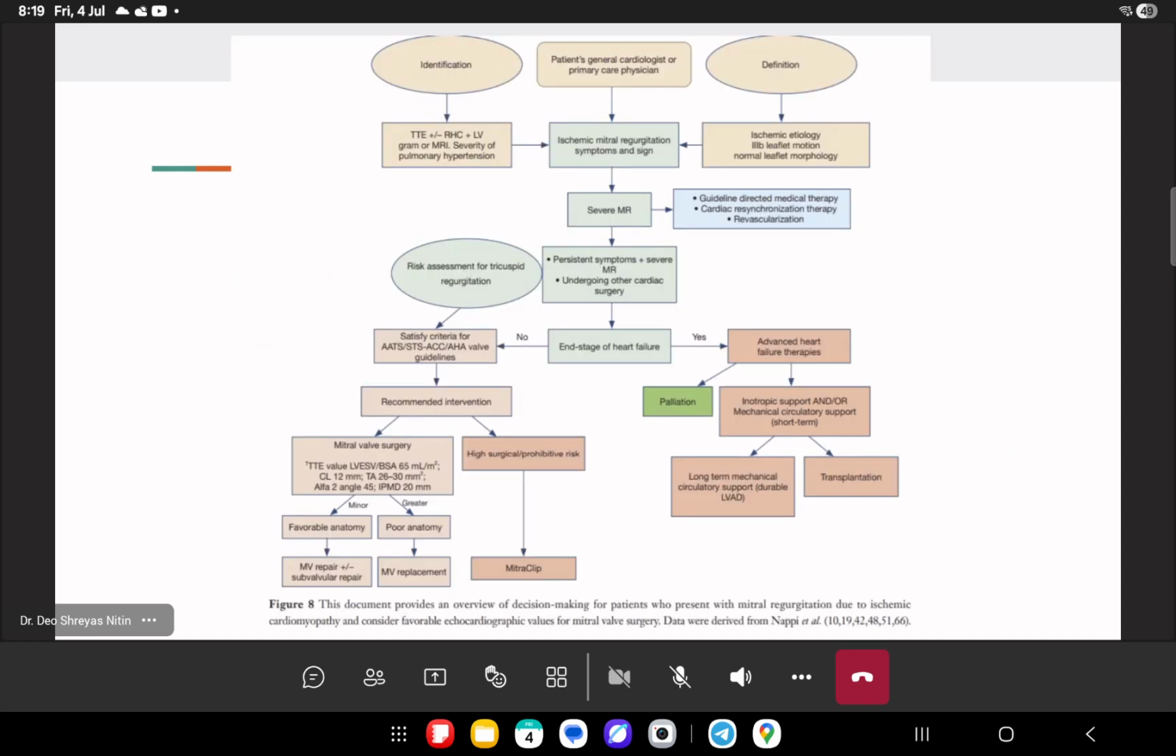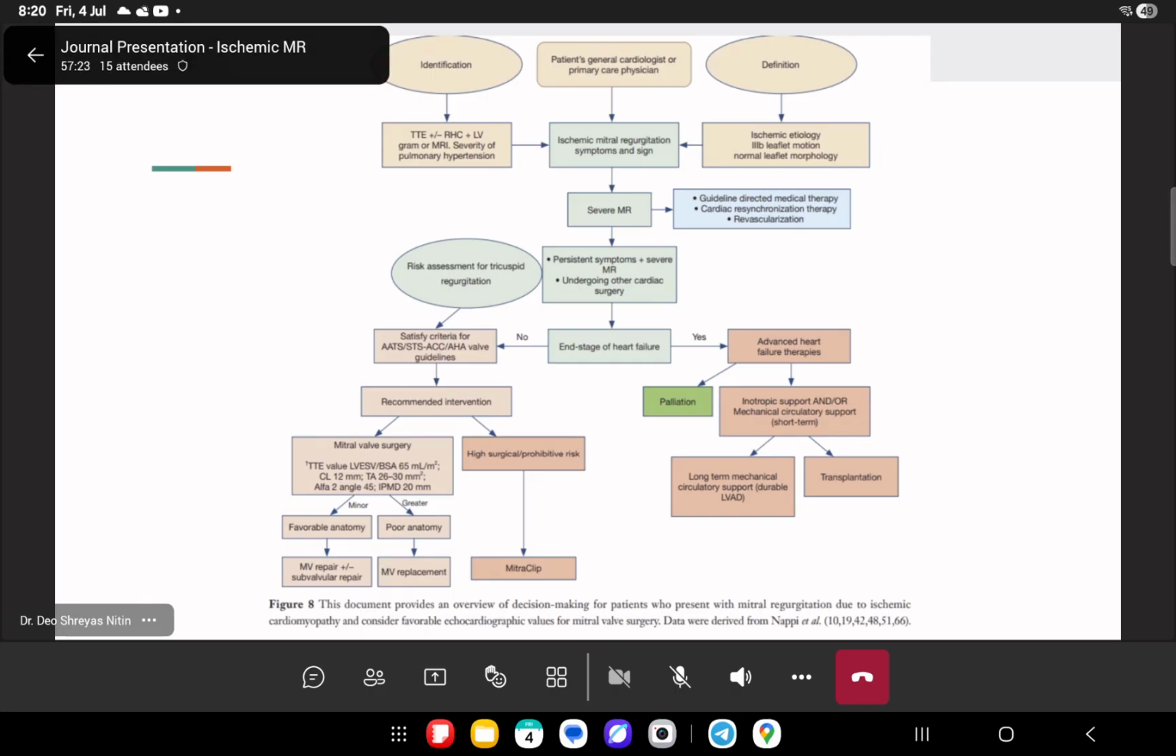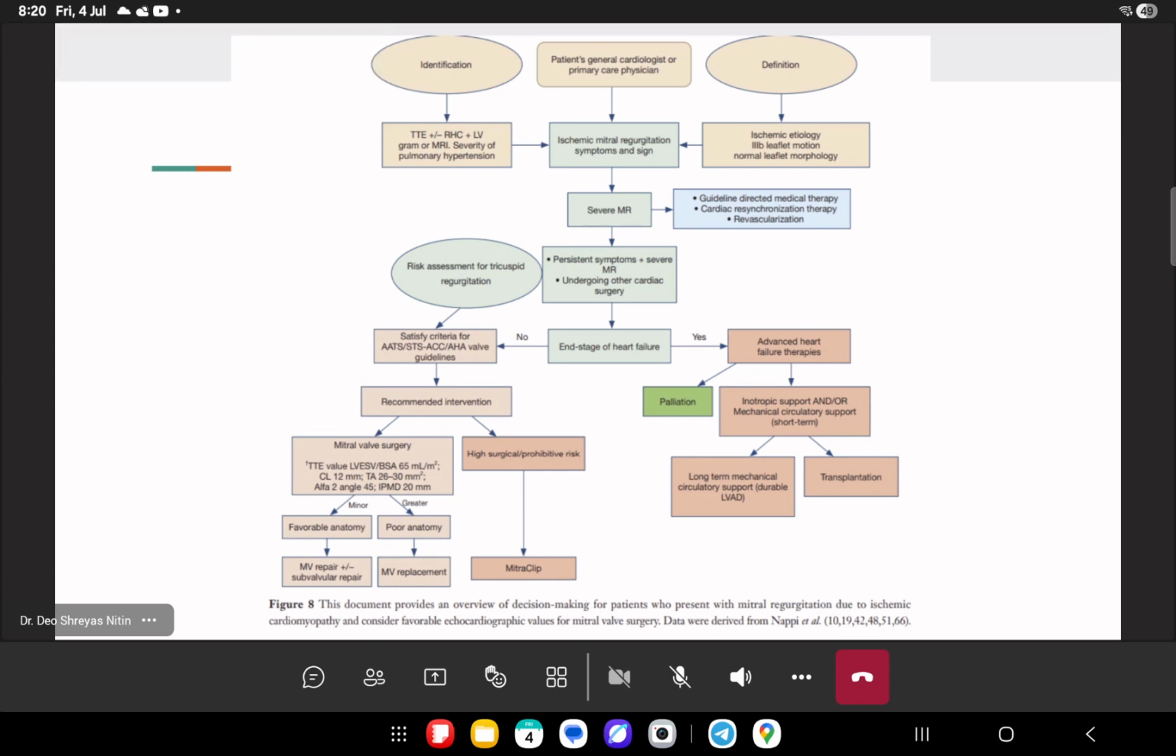The following decision-making algorithm for patients with mitral regurgitation due to ischemic cardiomyopathy can be derived from the following articles. So, once a patient is identified as having ischemic mitral regurgitation and classified as severe, it is further classified as persistent symptoms with severe MR and undergoing other cardiac surgery. If it is end stage heart failure, then surgery is not indicated and medical heart failure therapy and palliation is required.